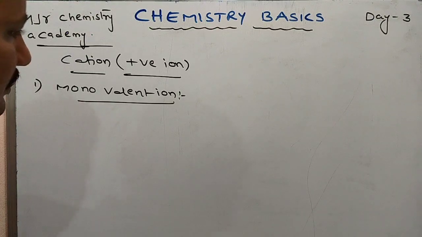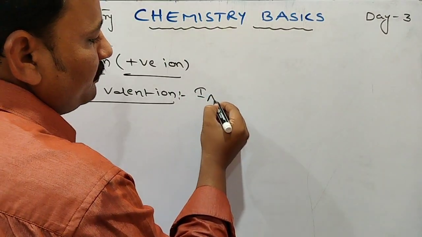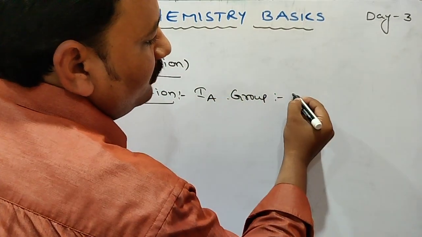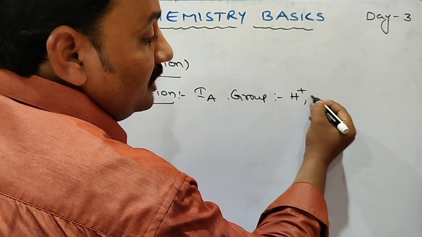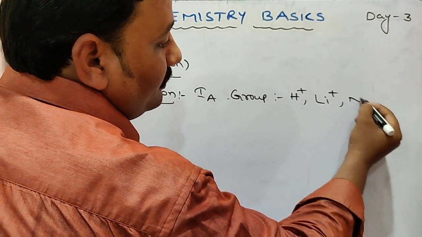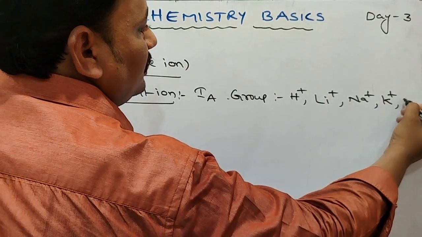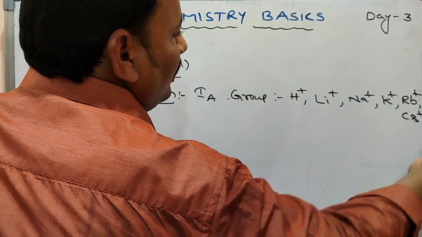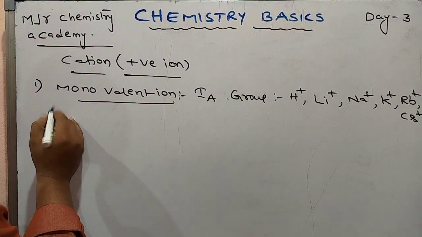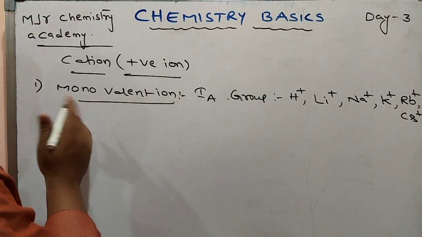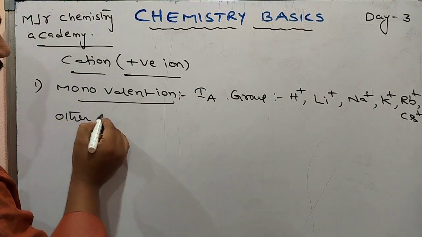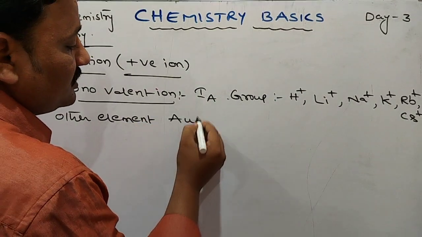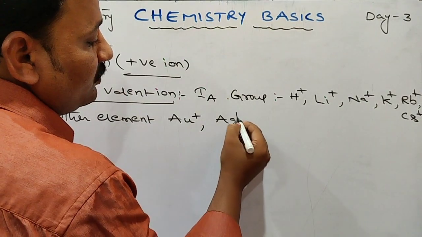Example of monovalent: particularly 1A group elements. For example, H plus (hydrogen), lithium plus, sodium plus, potassium plus, rubidium plus, cesium plus. These are all 1A group elements. Another type of monovalent ions are other elements, for example Au plus and Ag plus, silver.